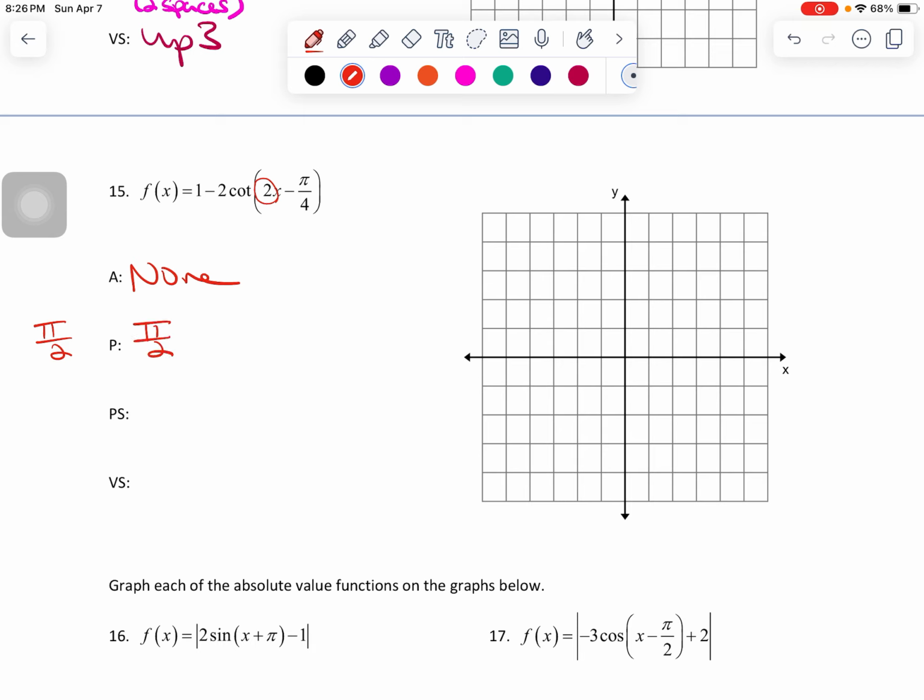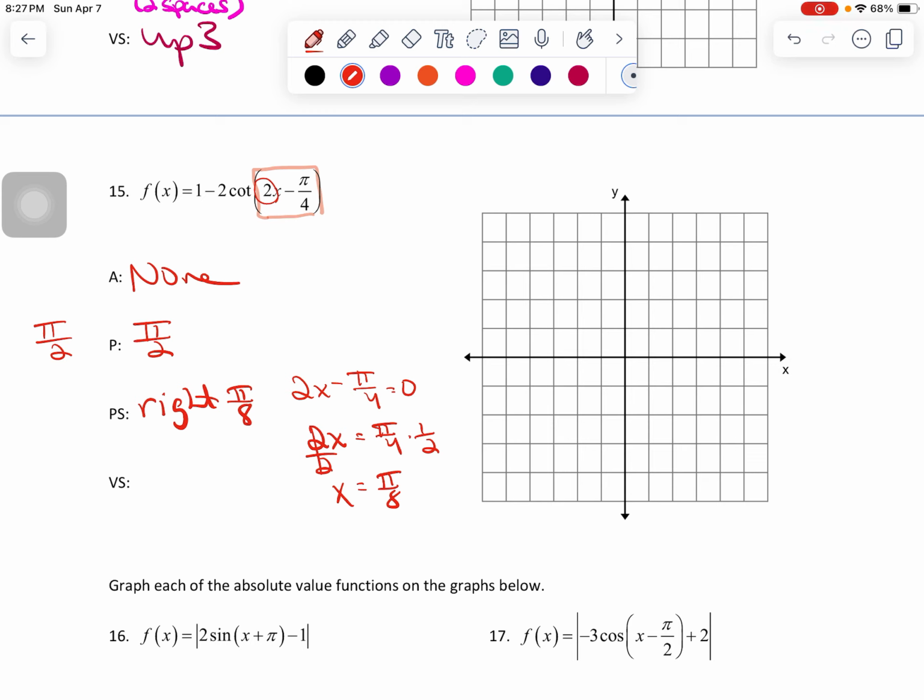To find the phase shift, I'm going to take the whole expression inside the parentheses for the cotangent and set it equal to 0. So 2x minus pi over 4 equals 0. Solving for x, I leave the 2x alone and move the pi over 4 to the other side. So 2x equals pi over 4, divide by 2, which is the same as multiplying by 1/2, so x is equal to pi over 8. That makes the phase shift pi over 8.